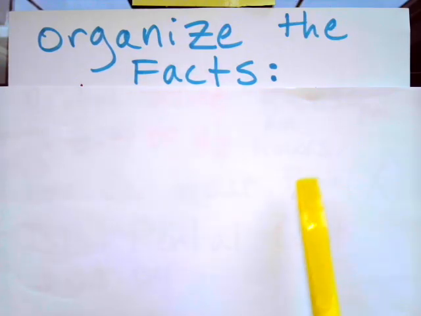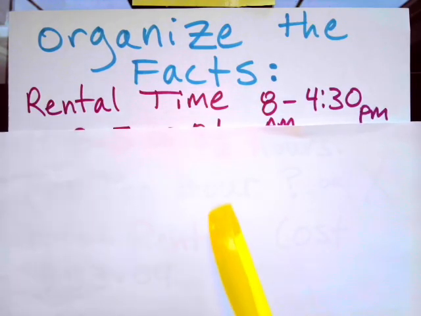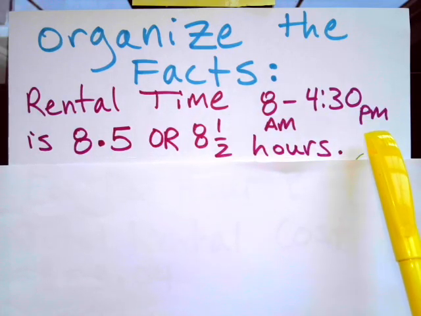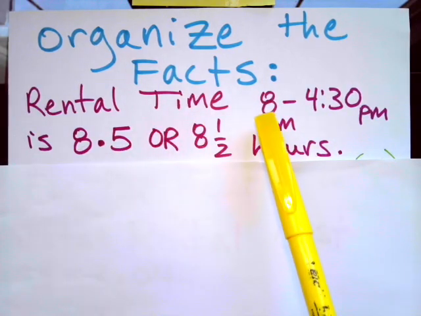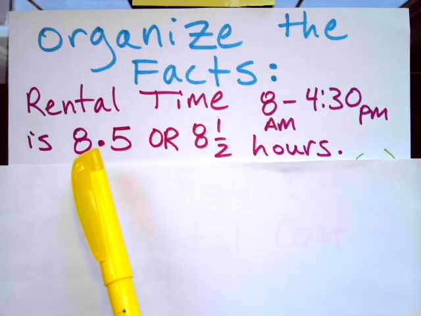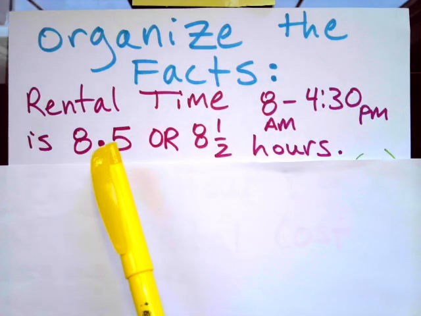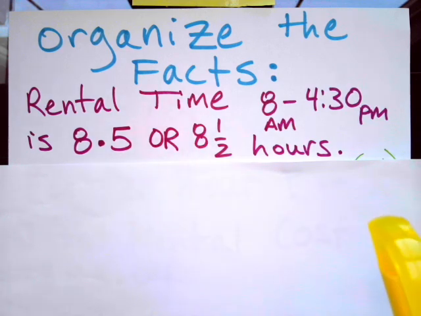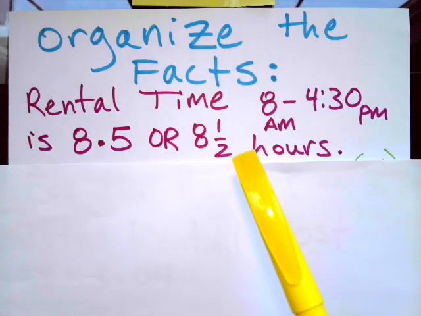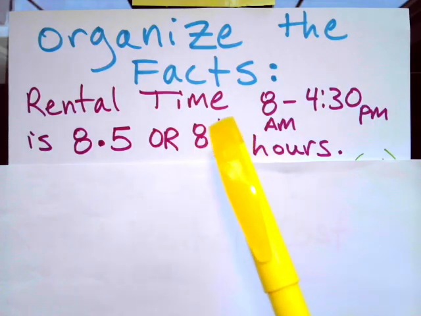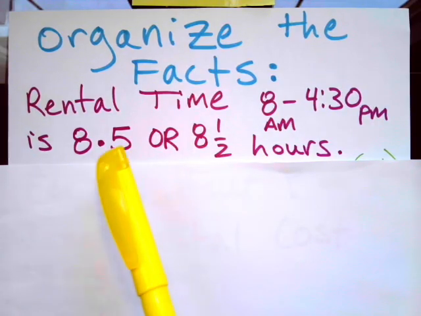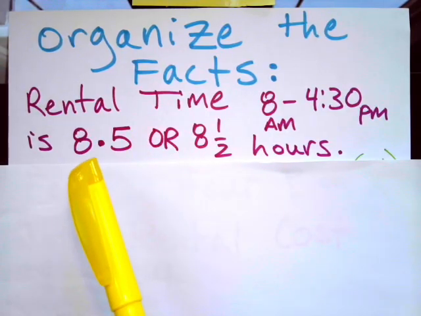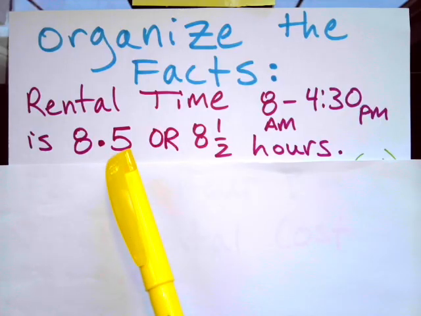All right, so let's organize the facts. The rental time was between 8 a.m. and 4:30 p.m. You can write that from 8 to 4:30 is 8.5 hours. As I mentioned in the part 1 video, we're not really dealing with fractions in the answer. We're dealing with decimals. So I would want to use the 8.5 time frame, or 8.5 hours, right?